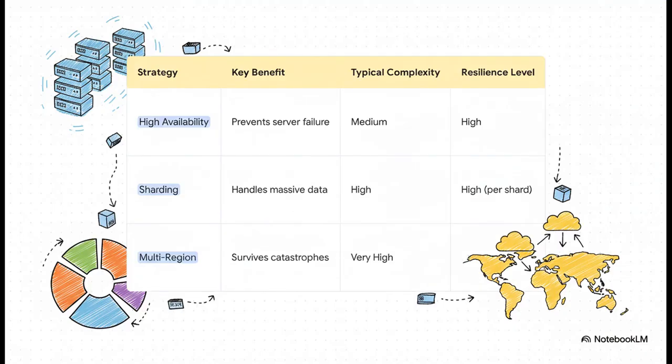This table really sums up our toolkit nicely. You can see how each strategy offers a different level of resilience, but it comes with more and more complexity. The architect's real job isn't just knowing what these tools are, but choosing the right one for their specific needs. Balancing uptime, scale, and of course, cost.